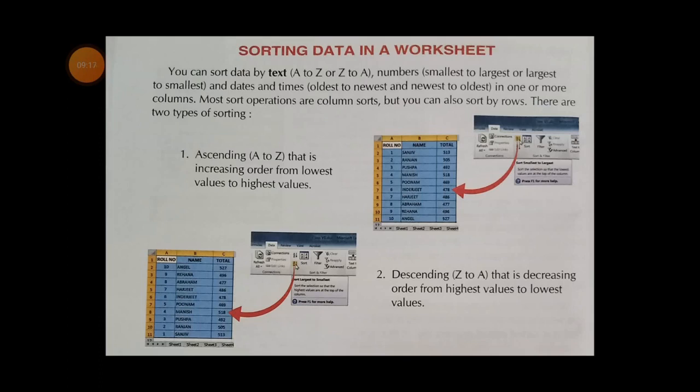There are two types of sorting. Ascending, A to Z, that is increasing order from lowest values to highest values. The next one is descending, that is Z to A, that is decreasing order from highest values to lowest values. These are the two types of sorting.